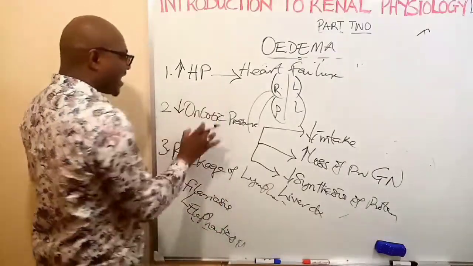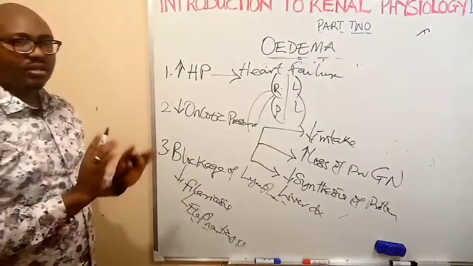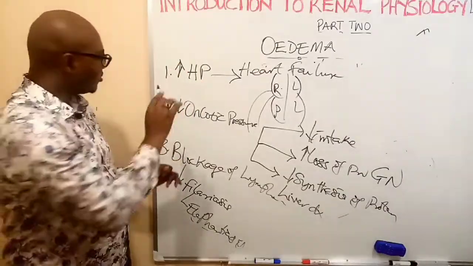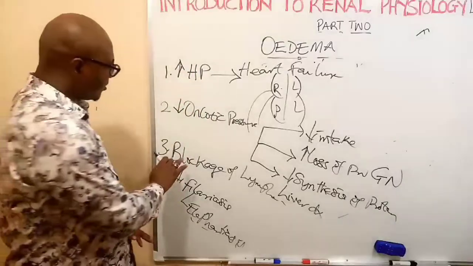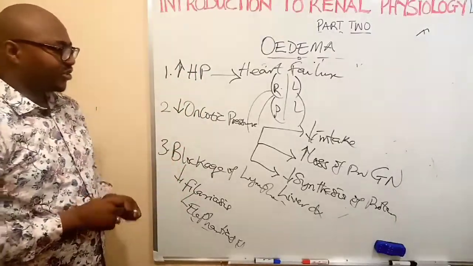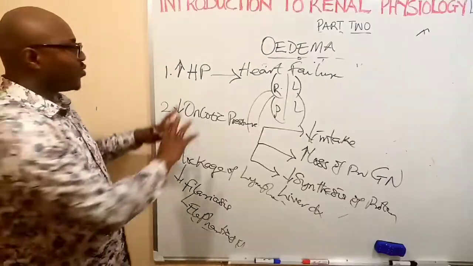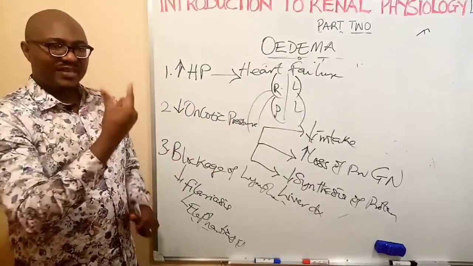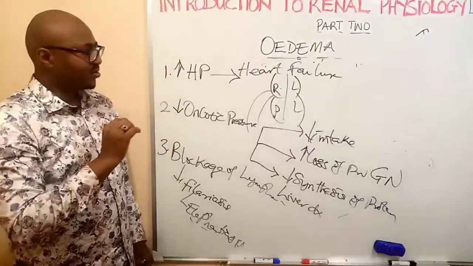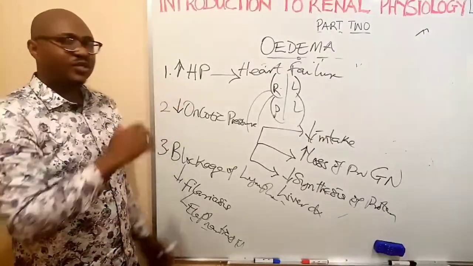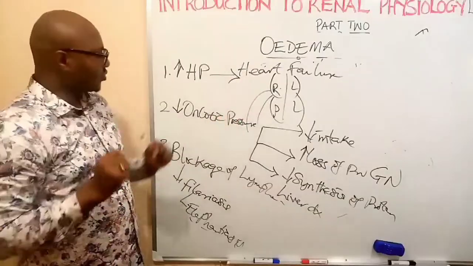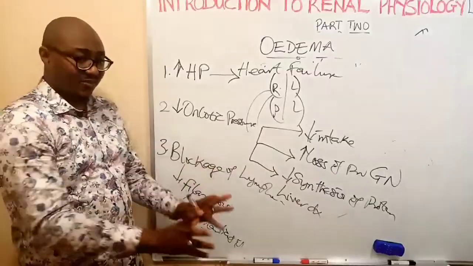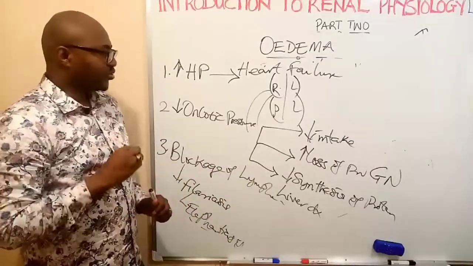Okay, so this is how edema comes about. These three things: increased hydrostatic pressure, reduced oncotic pressure, and blockage of the lymphatic vessels. So when you understand this, you see somebody with edema, your mind begins to go, what could be wrong? Is it increased hydrostatic pressure from heart failure, kidney failure, and so on? Is it that the person is not taking enough proteins, especially when it's children? You know what to do.